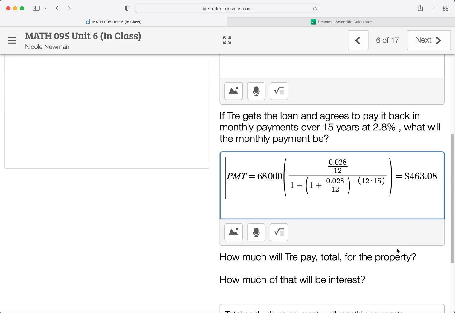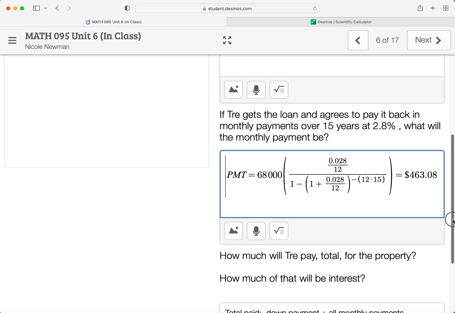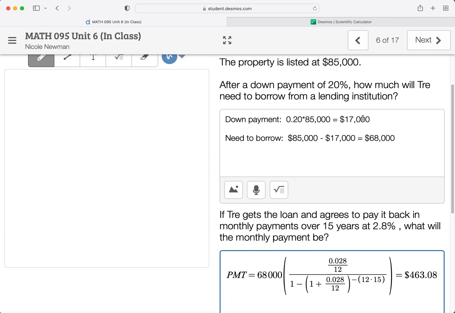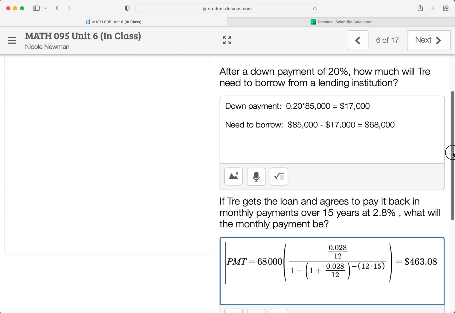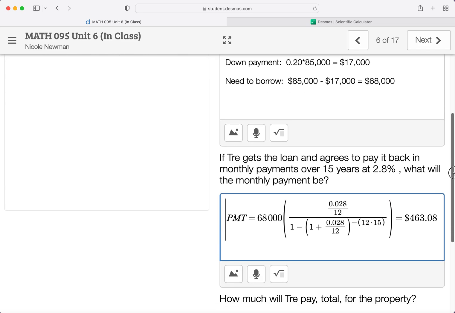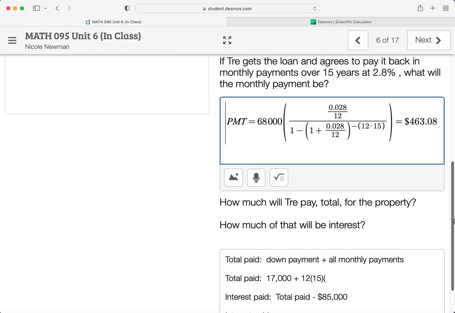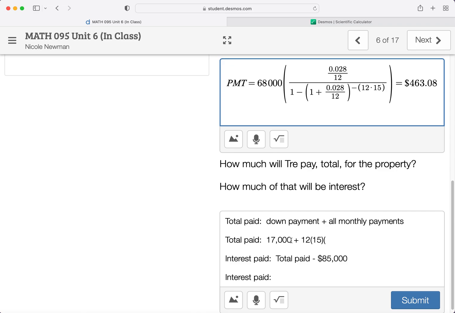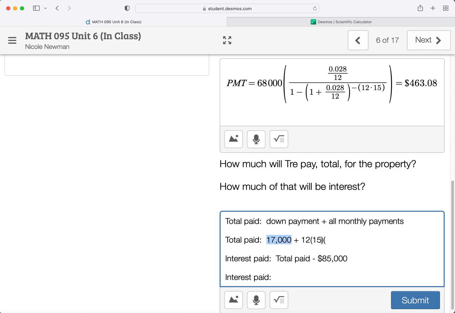So Trey is going to pay for the down payment and all of the monthly payments. I've forgotten how much the down payment was. It was 17 grand. And then 15 years worth of monthly payments. So down payment is 17 grand. Here's 15 years worth of monthly payments. I just have to fill in that component.